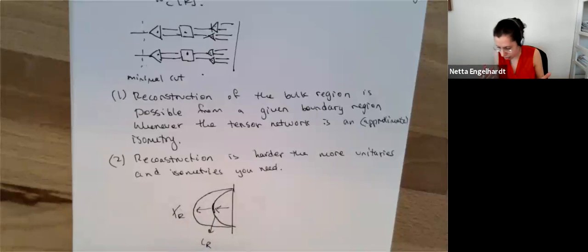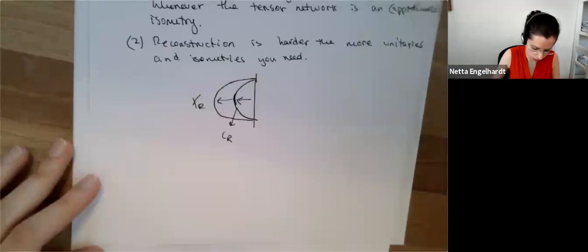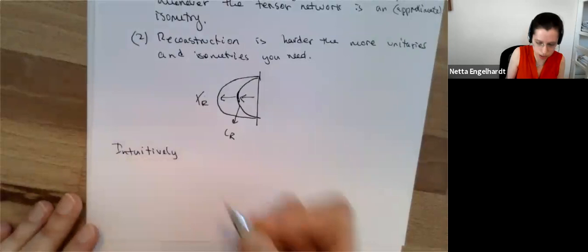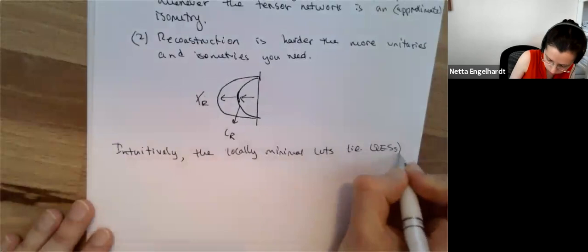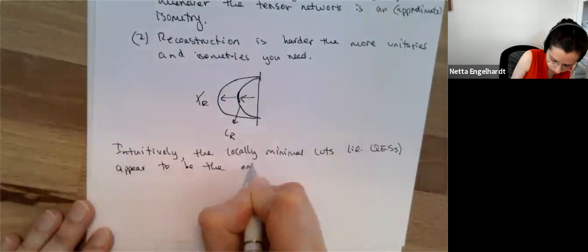So the only regions that actually play a special role are these locally minimal cuts, which we can think of as quantum extremal surfaces, either local or globally minimal ones. So intuitively, at least from the perspective of tensor networks, the locally minimal cuts, i.e. QESs, appear to be the only relevant surfaces for complexity.